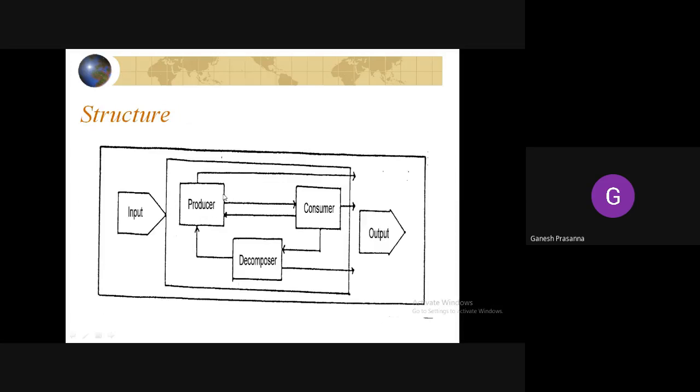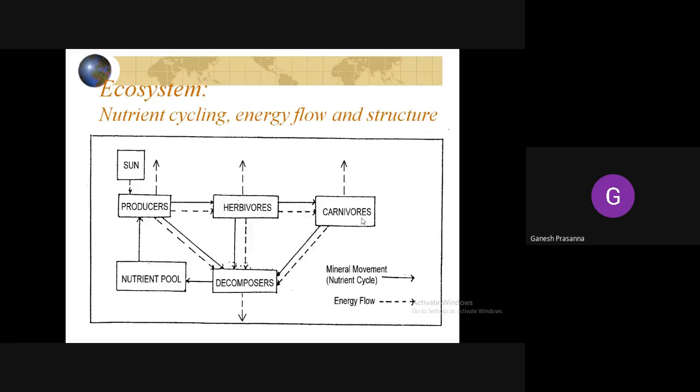So coming to the structure, you can see the input. There are producers which produce the food, which are being consumed by the consumers, and the output. Sometimes the consumers die and decompose, and again they form the producer. Producers also liberate the energy. Okay. So these are the main three important principles that are found in nature.